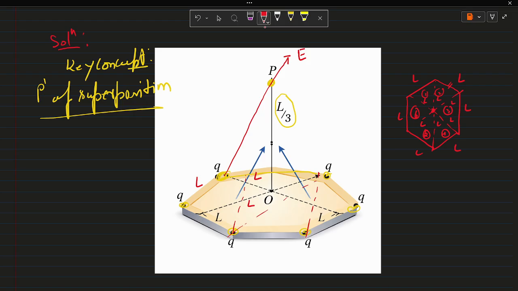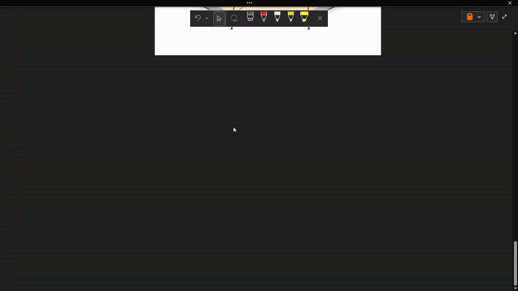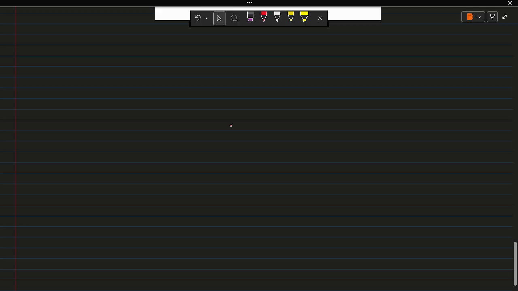So finally, look at the diagram. Let this be the first charge. From the first charge to O is the distance L. Now finally, let's make the diagram of the first charge. Suppose this is the first charge, plus Q. This is the center, that is O. From this charge the distance to O is L. This point P is located at a height of L by 3 from the center.